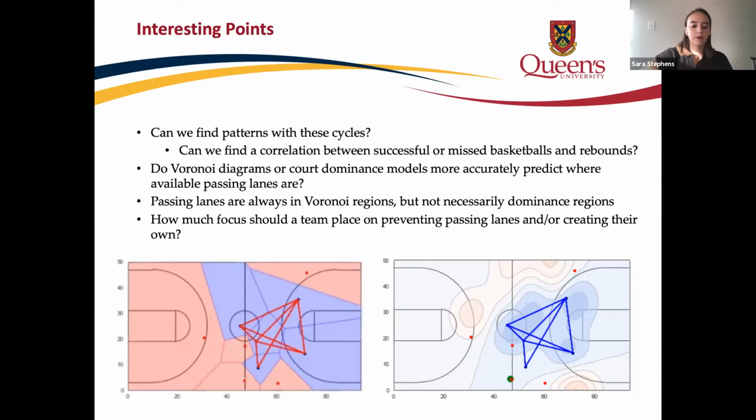And what does this say about how much a team should focus on preventing passing lanes as an offense and a defense, or creating their own, and the value of passing lanes for both the offense and the defense?